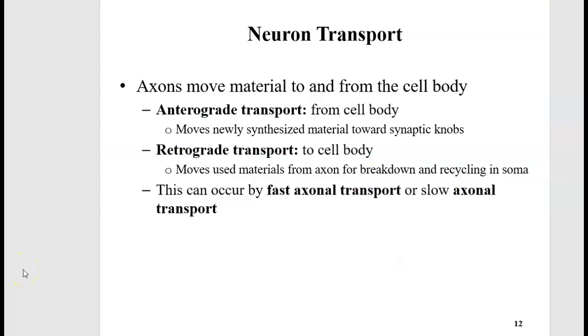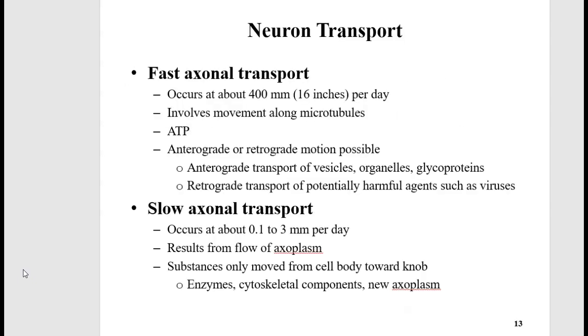With neuron transport, the axons are what move materials to and from the cell body. We call it anterograde transport when substances move from the cell body, where these substances are made, toward the synaptic knobs. Retrograde transport means substances are moving from the synaptic knobs toward the cell body or soma. Retrograde transport can be either by fast or slow axonal transport.